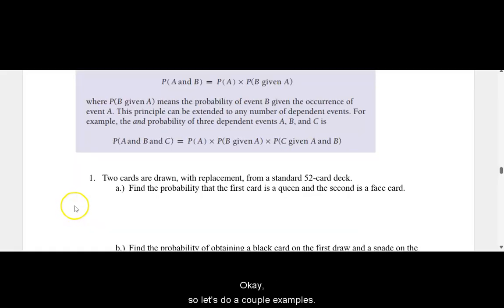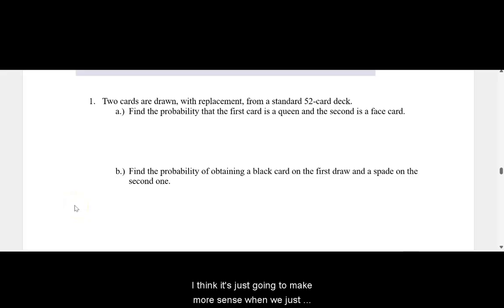Okay, so let's do a couple of examples. I think it's just going to make more sense when we dive right into one to talk about the difference between independent and dependent. Example 1. 2 cards are drawn with replacement. This means when I draw these 2 cards, I'm going to draw one, then put it right back into the deck and then draw a second card. Find the probability that the first card is a queen and the second is a face card.